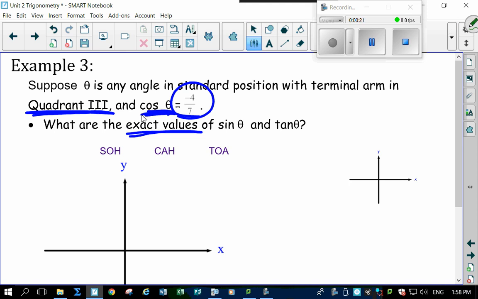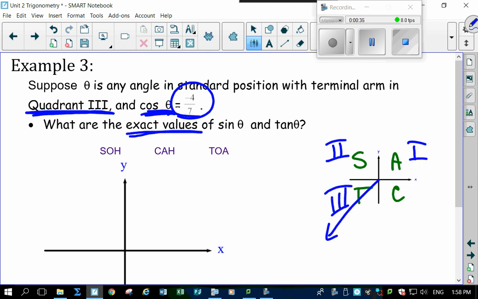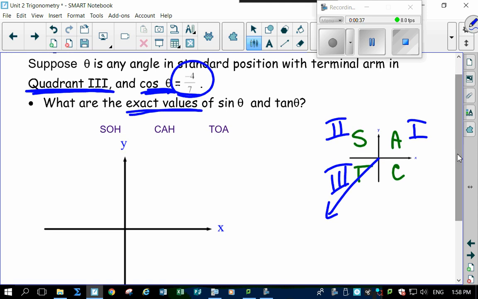Okay, here we go. Remember your CAST rule: add sugar to coffee. If you're in quadrant 3, this is 1, that's 2, that's 3. You're going to be down here somewhere. Okay, so let's figure this out. You're told that cosine of the angle is negative 4/7.